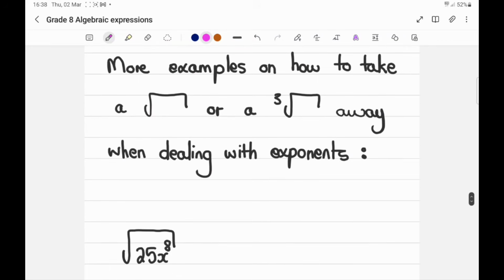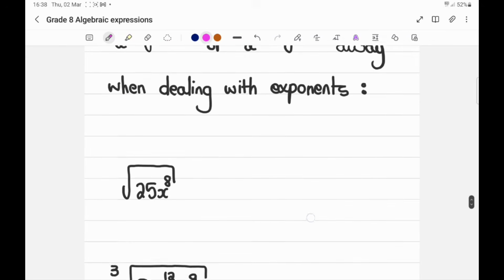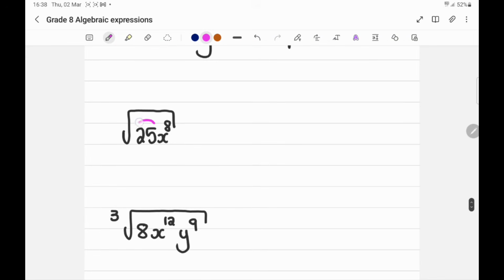Okay, more examples of how to take a square or a cube root away when dealing with exponents. So please remember, and this is very important, especially when you get to grade 9 and you start to factorize and you have to do the difference of two perfect squares, all things that are foreign to you probably, but please, you need to know how to do these.